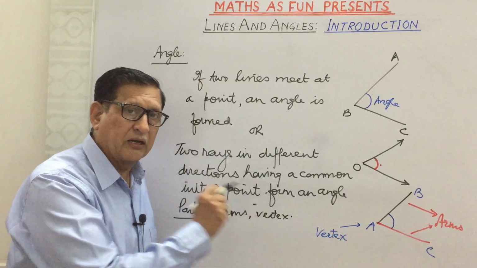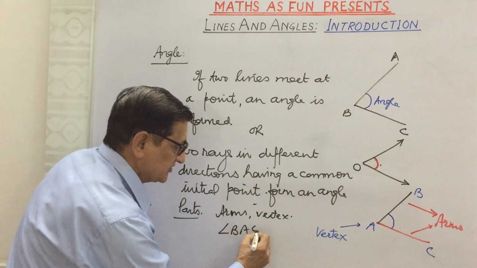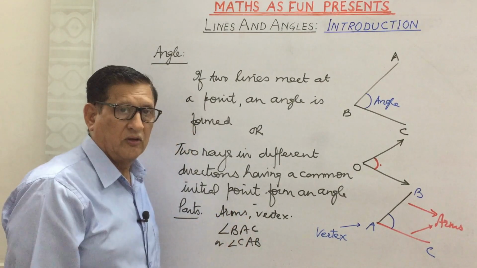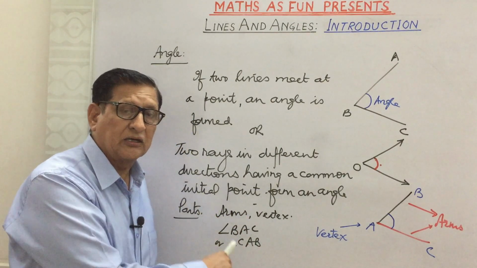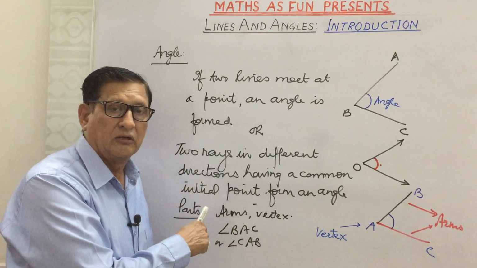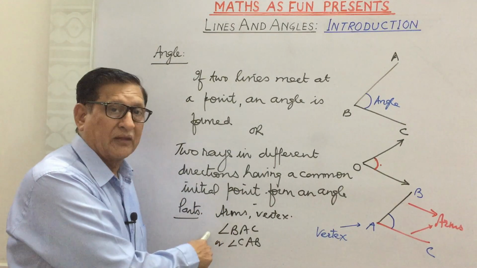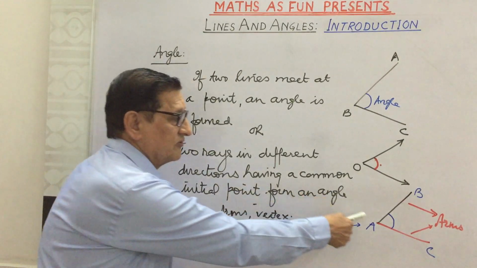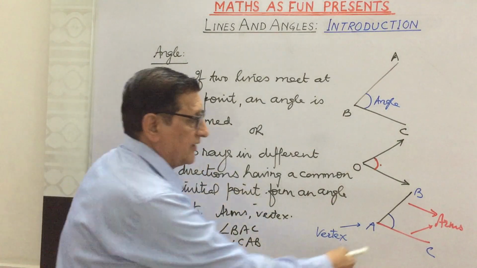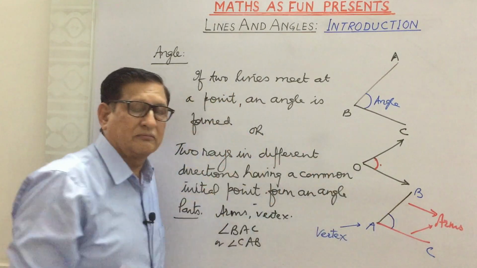When we name the angle, this angle will be read as angle BAC, or we say angle CAB. We have to take a precaution in writing about the angle that the vertex is in the center, or we say the point at which the angle is formed is to come at the center, and the other two ends will be on the other two sides of this. And that's why we say this is either angle BAC or angle CAB.